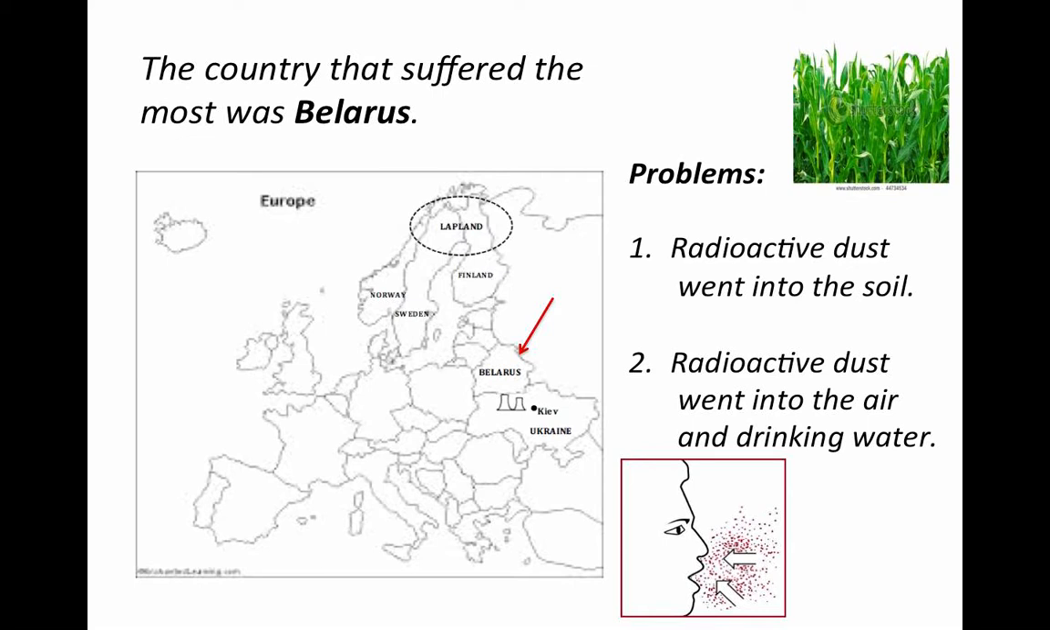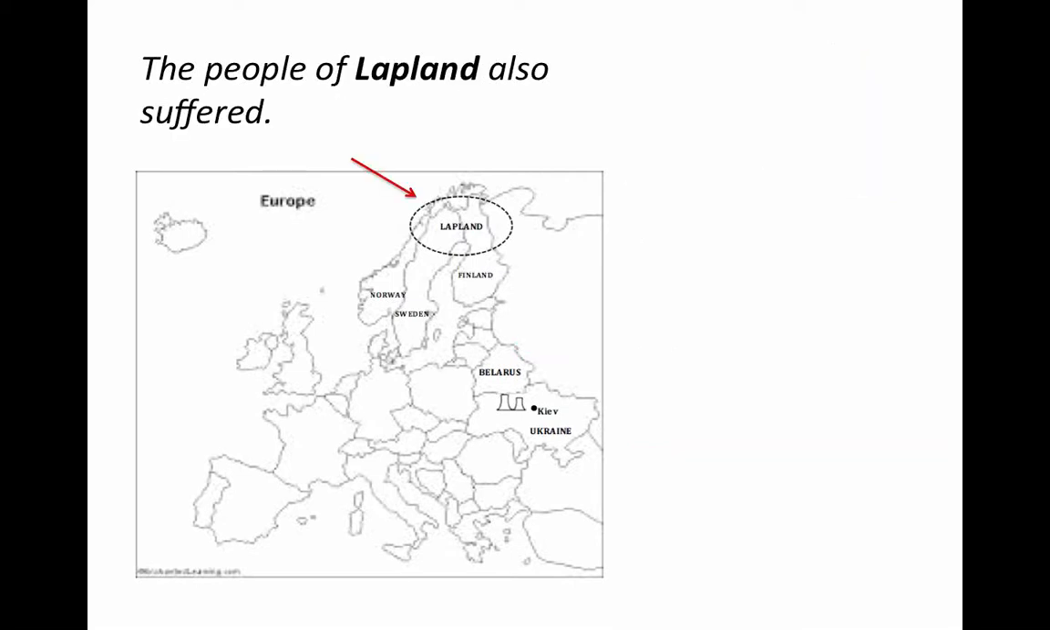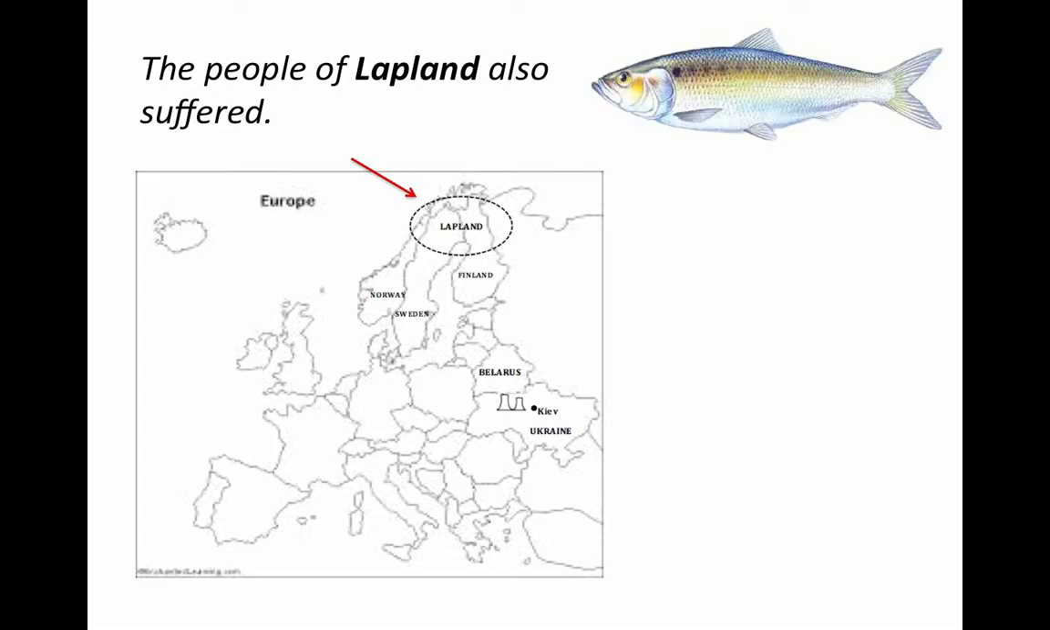The people of Belarus were not the only ones who suffered. The people of Lapland also suffered. You can see Lapland here on the map. Lapland is an area in the far north of Europe and includes parts of Sweden and Finland. Many people here fish for a living.